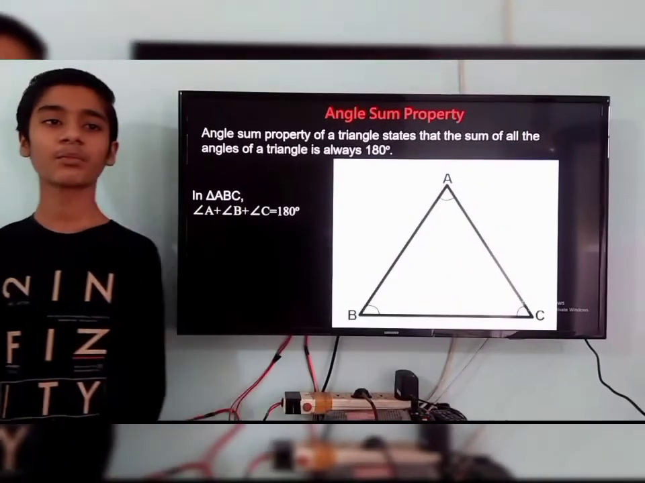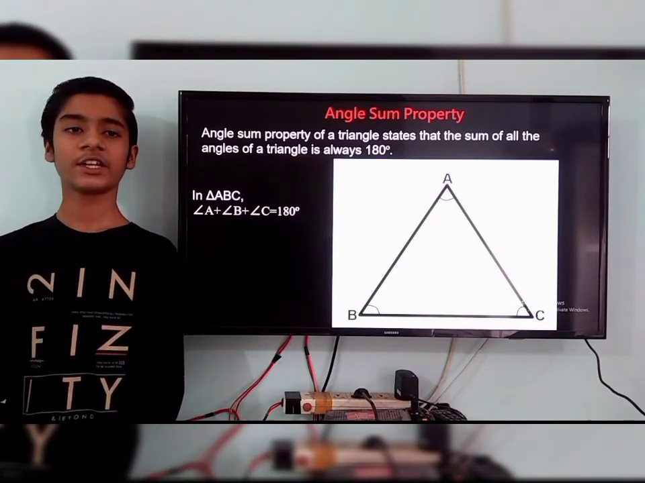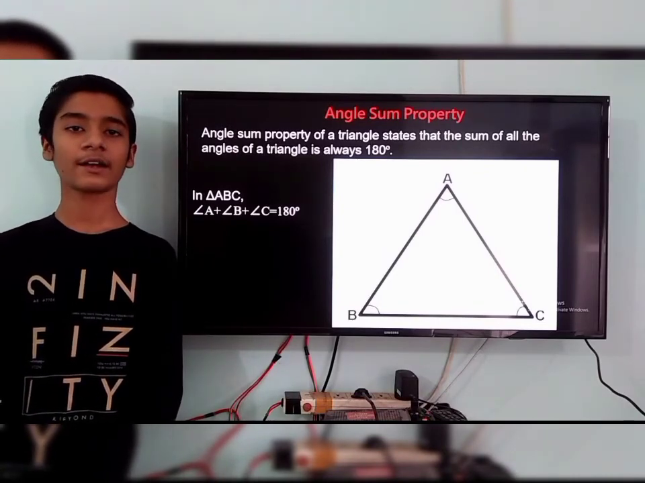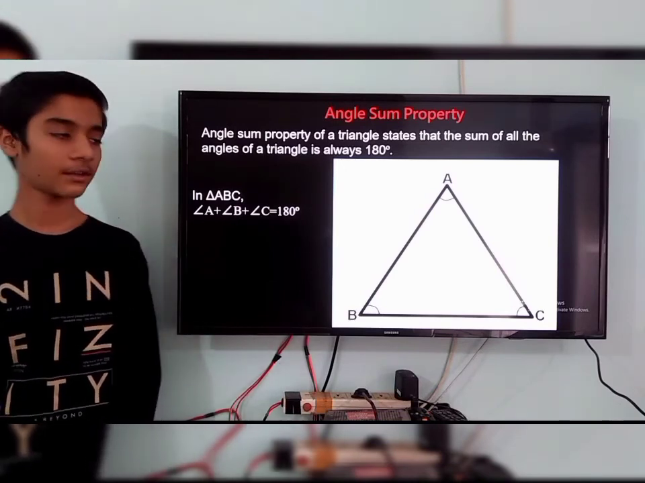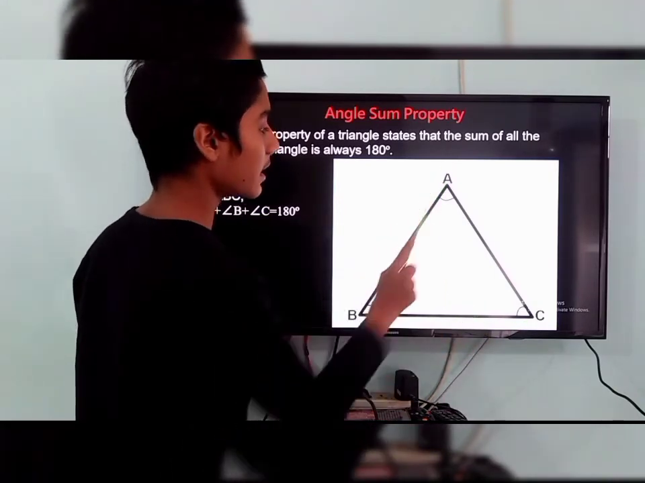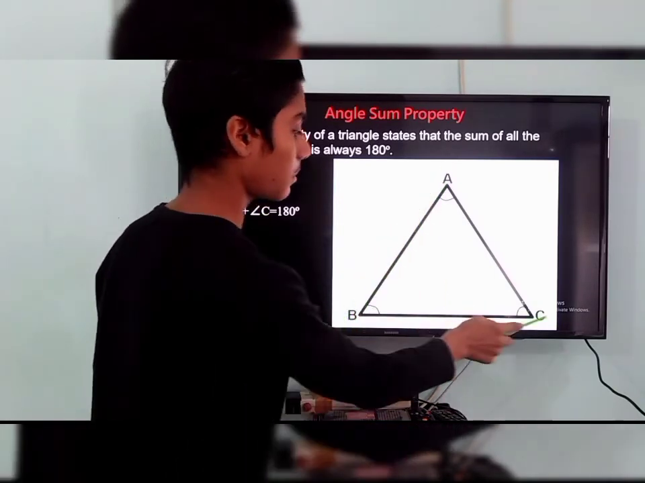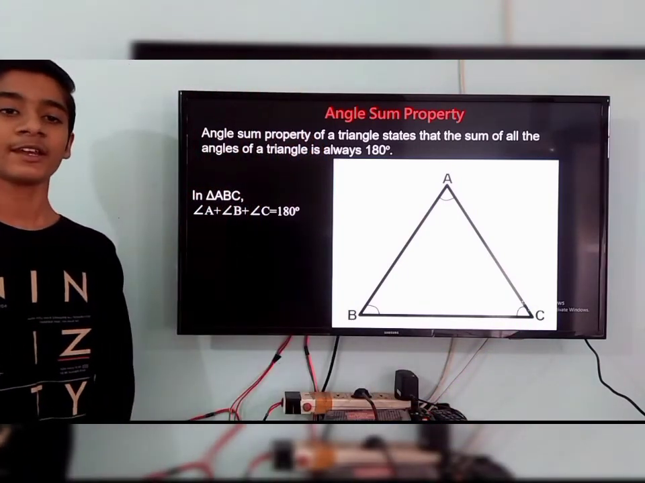Now, angle sum property. The angle sum property of a triangle states that the sum of all the angles of a triangle is always 180 degrees. In triangle ABC, angle A plus angle B plus angle C will always be equal to 180 degrees.